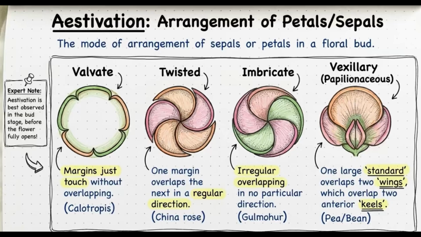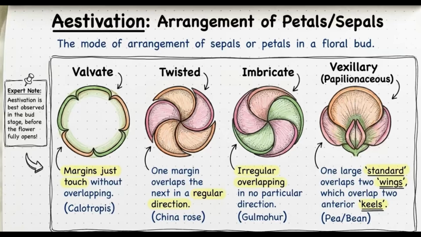Classic. And finally, the most complex one, vexillary or papilionaceous estivation. Right. This is found in peas and beans. Yeah, this one is like nesting Russian dolls. There's one massive outer petal called the standard that overlaps 2 lateral petals called wings. And those wings, in turn, overlap 2 tiny inner petals called keels. It's an incredibly elaborate packing job, but all of this intricate architecture, the symmetry, the packing, the precise placement of the ovary, it is all driving toward one singular event.